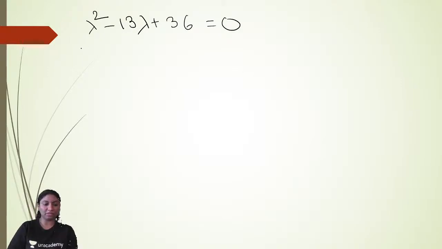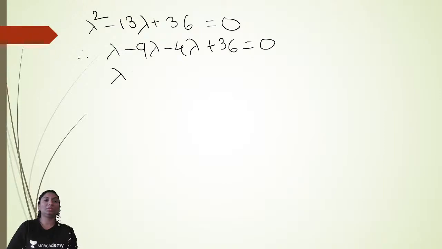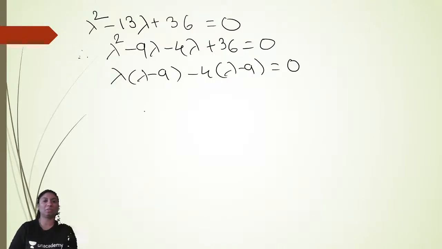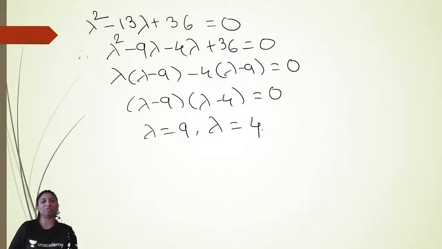So therefore the characteristic roots are: lambda square minus 9 lambda minus 4 lambda plus 36 is equal to 0. So lambda into bracket lambda minus 9 minus 4 into bracket lambda minus 9 is equal to 0. So lambda minus 9 into lambda minus 4 is equal to 0. So lambda is equal to 9, lambda is equal to 4. These are the eigenvalues for the given matrix. Now we will find out the eigenvectors for the corresponding eigenvalues.